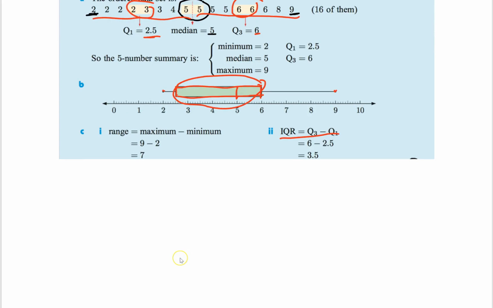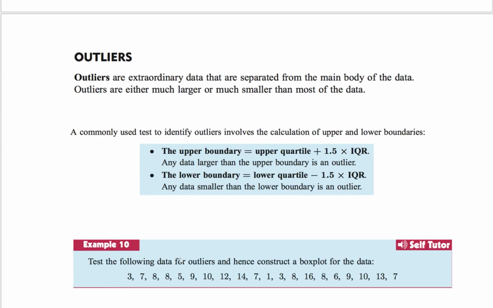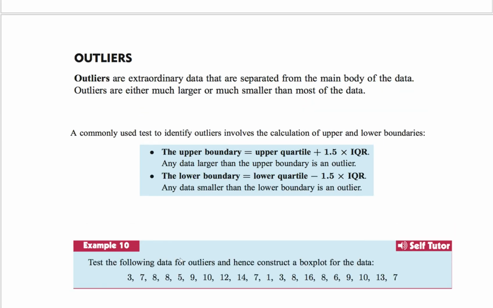Let's move on to the next topic, outliers. So outliers you probably won't see on the IB test, but there's a good chance you can use it on your exploration. Outliers is a study of numbers that fall outside the normal data set, that are too high or too low.